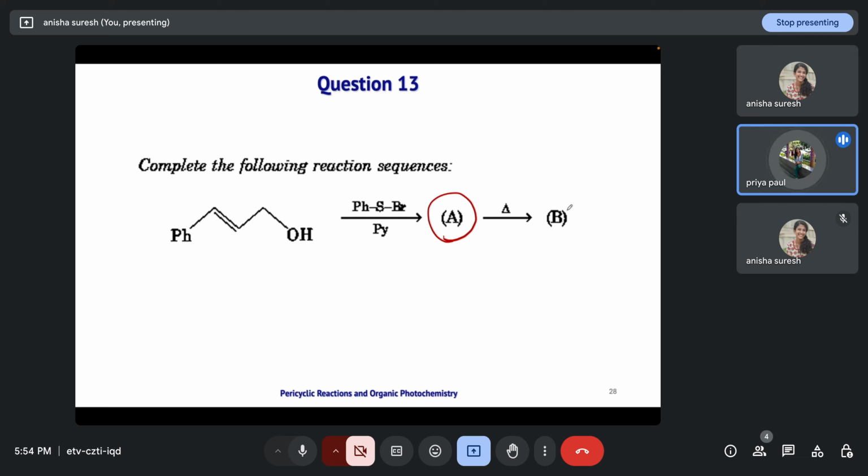In A, what we are going to get is the release of HBr, and the rest of the part will get attached with the oxygen. OSPh, first we are going to get that. Then it is undergoing a 2,3 sigmatropic rearrangement to give B.